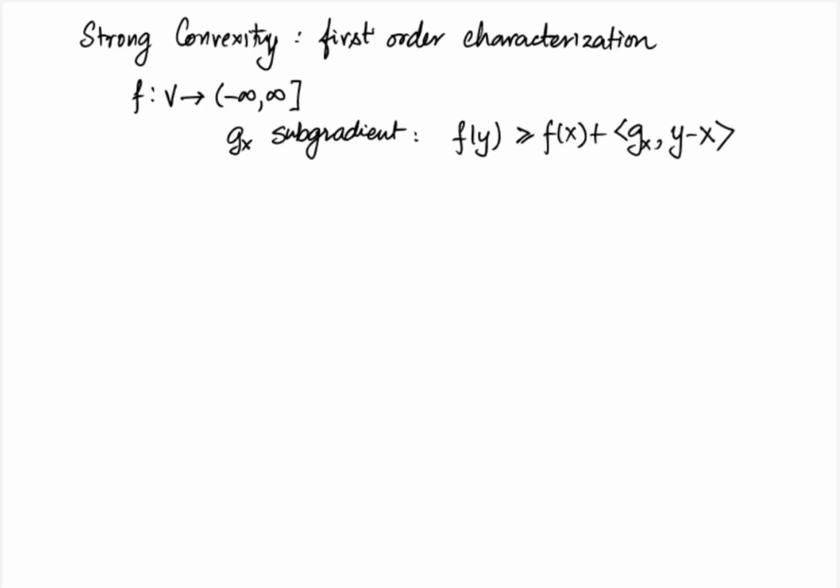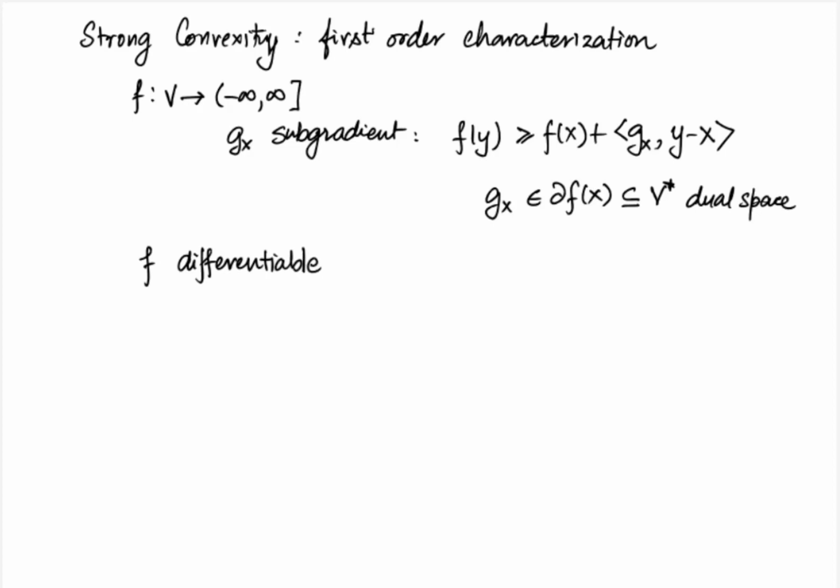The set of all possible subgradients at a point x is called the subdifferential set of f at x and is denoted by partial of f of x. So generally you will see the notation g of x in subdifferential of f at x, which is essentially saying that g of x is one of the elements of the subdifferential set of f at x. The subdifferential set of f at x is a subset of V star, which is the dual space of V. Recall that V and V star have the same elements, but V star uses a different norm, which is the dual norm. Note that if f is differentiable, then g of x is exactly the gradient of f of x.